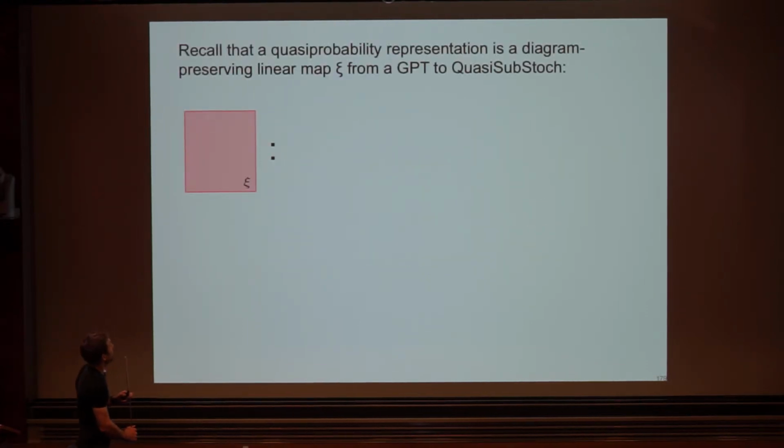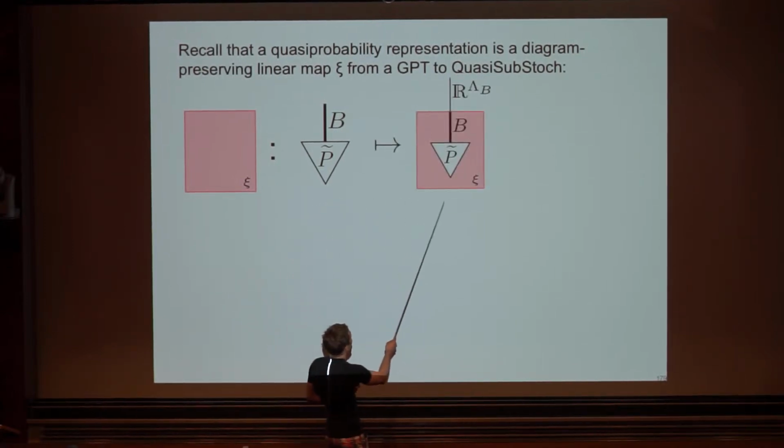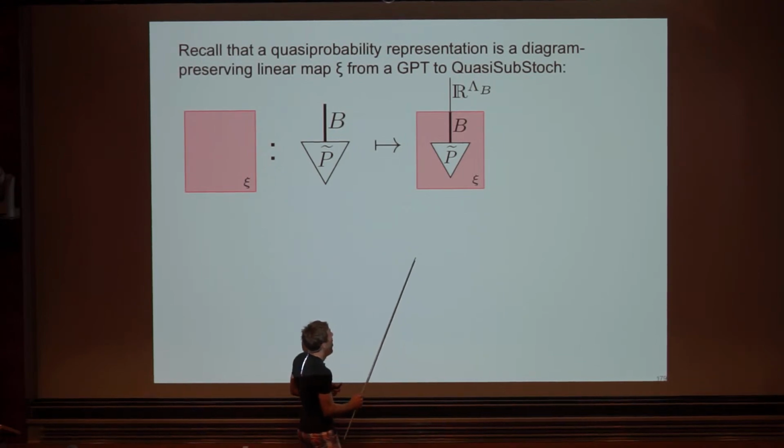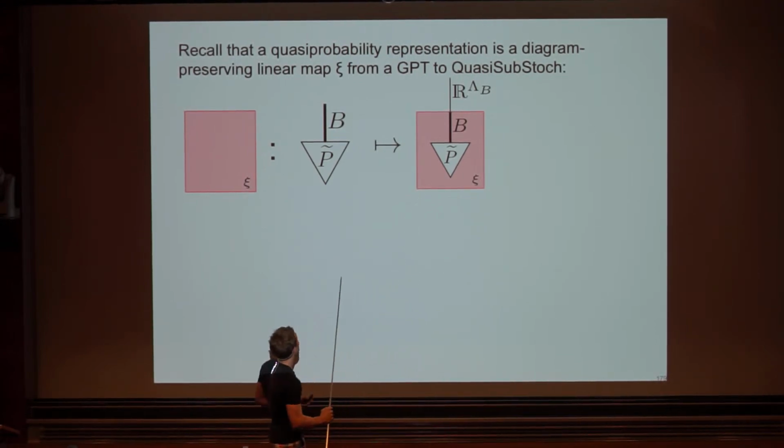So recall that a quasi-probability representation is a diagram-preserving linear map from a GPT to quasi-substock. So we start with our GPT vector here, and we apply this representation map. Because it's diagram-preserving, I'm going to use that notation that John introduced of applying this kind of shaded map, Xi, to the GPT state.